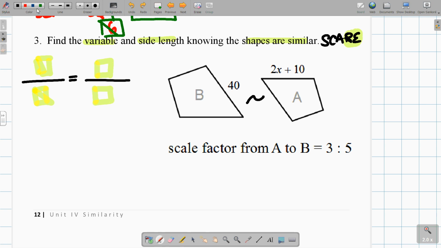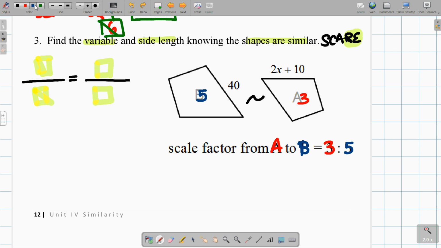Okay, so let's look at what we have here. It says here the scale factor from A to B is 3 to 5. Be very, very careful here. Notice it's from A to B. If you look at your shapes, the 3 goes here with the A, and the 5 goes here with the B. Don't automatically go left to right. Look at your shapes.